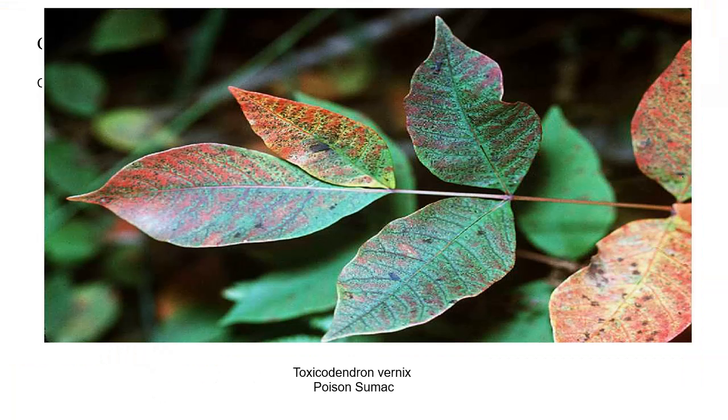Poison sumac or Toxicodendron vernix grows as a tree or shrub. Each leaf has 7 to 13 leaflets. These tend to be oval or oblong shaped. Poison sumac grows in the eastern United States and southeast Canada.